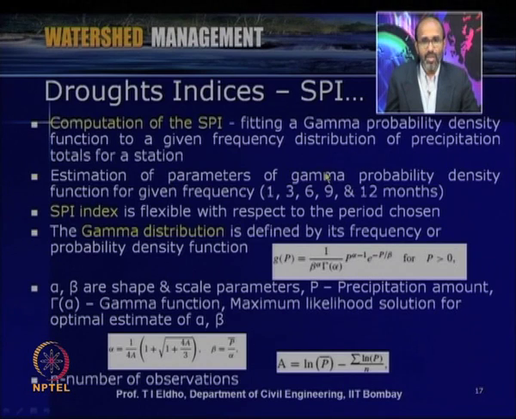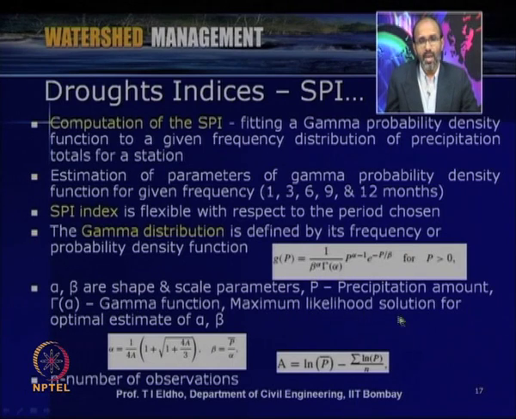Then estimation of parameters of the gamma probability density function for a given frequency. The SPI index is flexible with respect to the period chosen, and the gamma distribution is defined by its probability density function, g(p) is equal to 1 by beta to the power alpha gamma alpha, p to the power alpha minus 1, e to the power minus p by beta, for p greater than 0. Here alpha and beta are the shape and scale parameters, p is the precipitation amount, and gamma alpha is a gamma function.